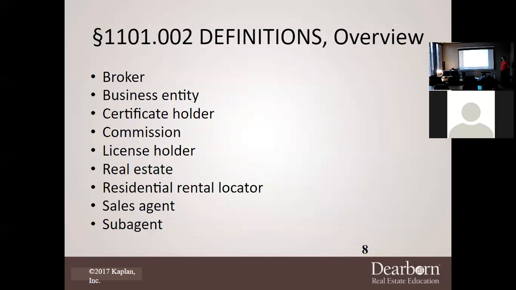The definitions that you will be going through, and we're not going to go through them right now, but these are going to be the ones that you're going to be aware of, are terms like broker, business entity, certificate holder, commission, license holder, real estate, residential rental locator, sales agent, and sub-agent.